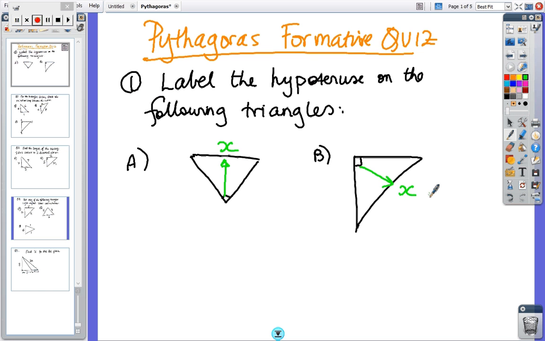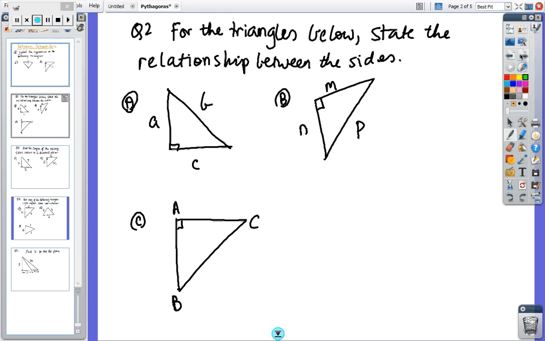So that's the first question. If you can't label the hypotenuse, you just look for the right angle and then opposites. Okay, let's look at the next question. Okay, so for question 2, state the relationship between the sides. So I want an equation that relates the sides together. So pause, and then when you're ready, come back live.